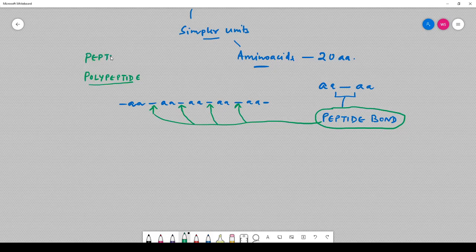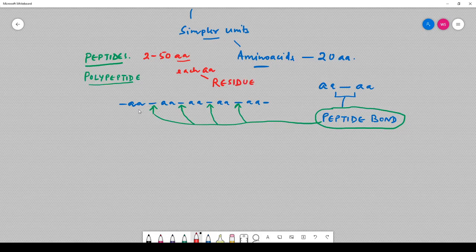Okay. So peptides are defined as having 2 to 50 amino acids. Okay, so if there are 2 to 50 amino acids, we call it a peptide. So each amino acid is called a residue.